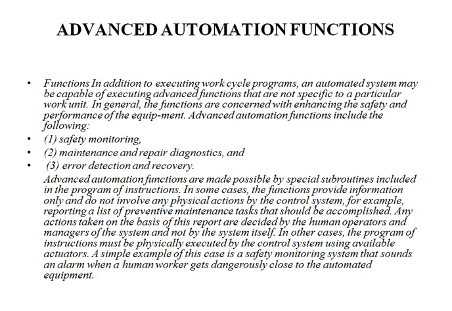Further, if you see the advanced automation functions, here we see three: safety monitoring, maintenance and repair, and error detection and recovery. The advanced automation functions are made possible by special subroutines included in the program instruction. The functions provide information only and do not involve any physical actions by the control system. For example, reporting a list of preventive maintenance tasks that should be accomplished. Any action taken on the basis of this report is decided by the human operators and managers of the system and not by the system itself.